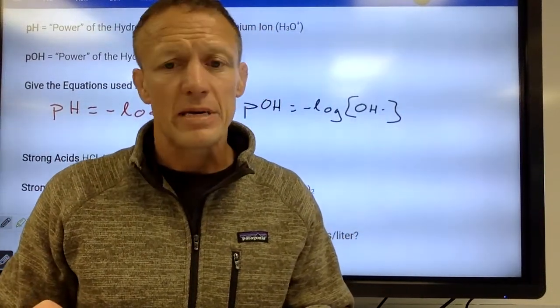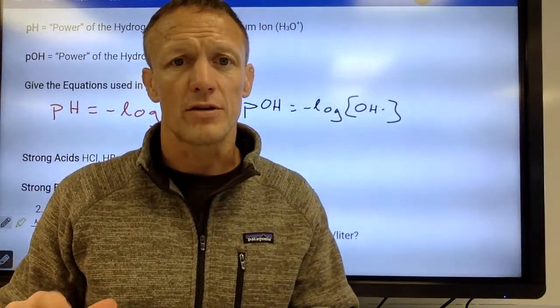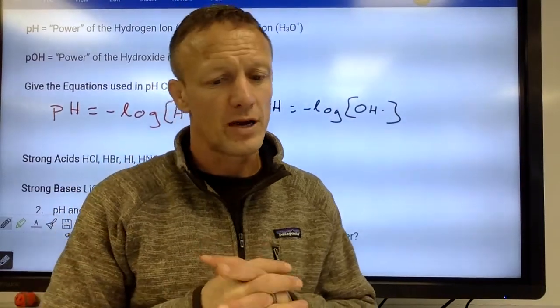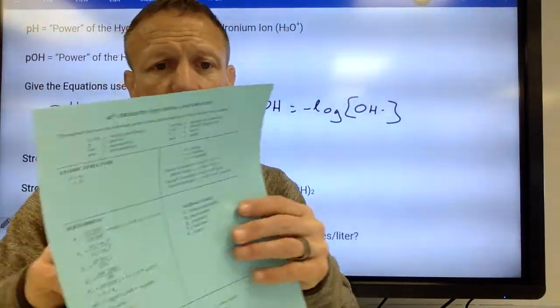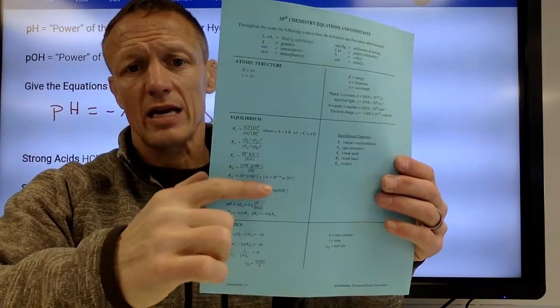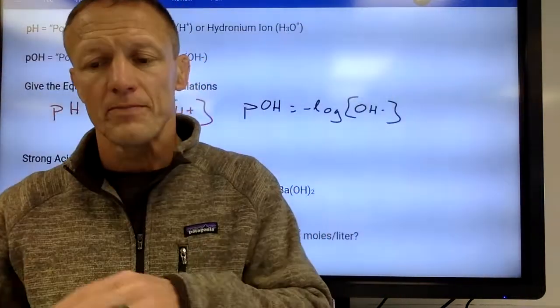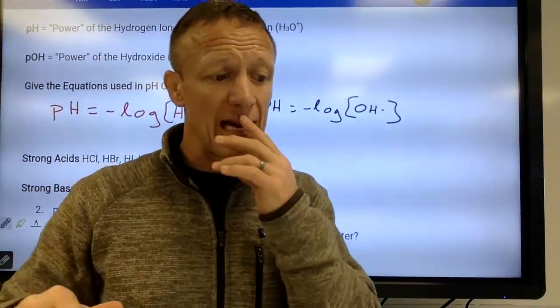Today's video is going to be basically on pH and pOH calculations, or finding the concentration of H plus ions or OH negative ions. Your blue sheet does have a big acid-base section that's got these equations on there. So knowing how to use those is pretty important. You'll use these a lot.